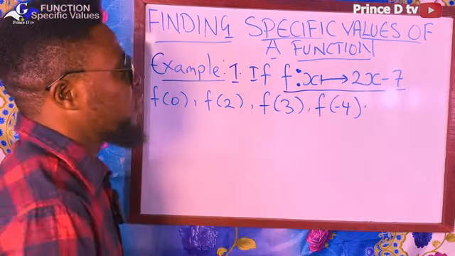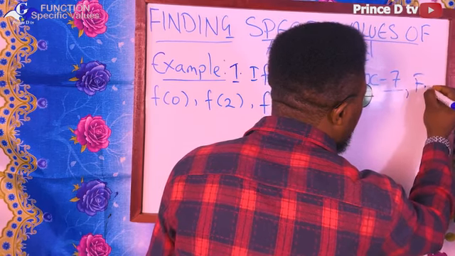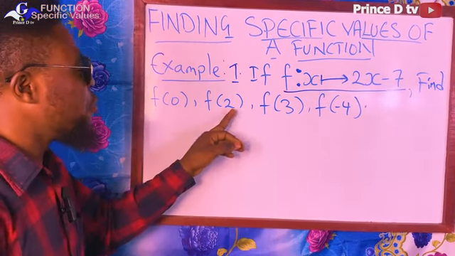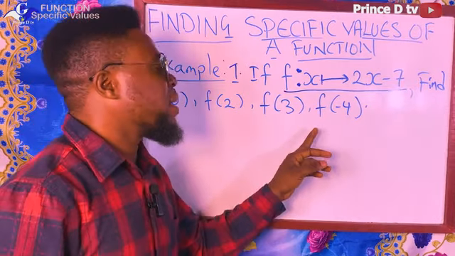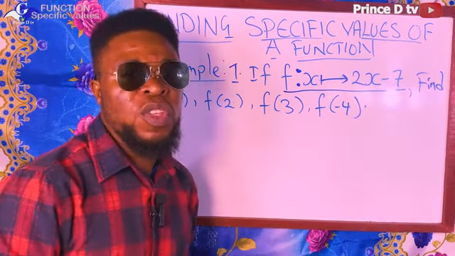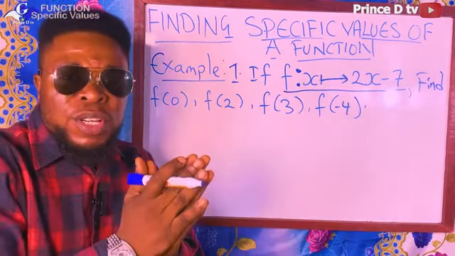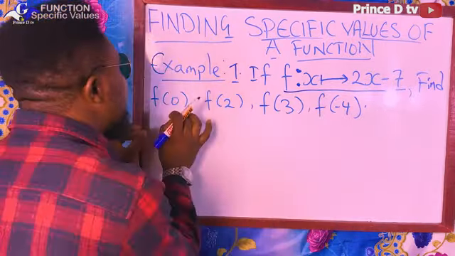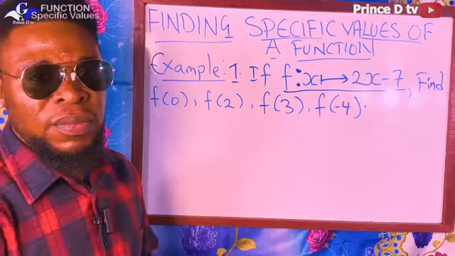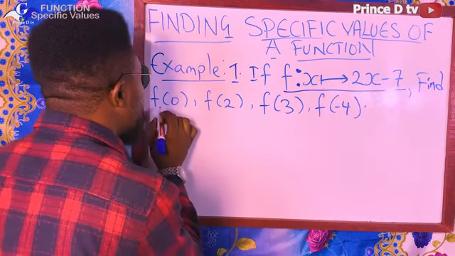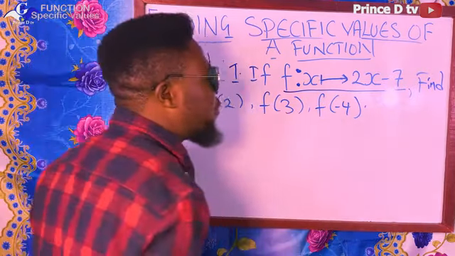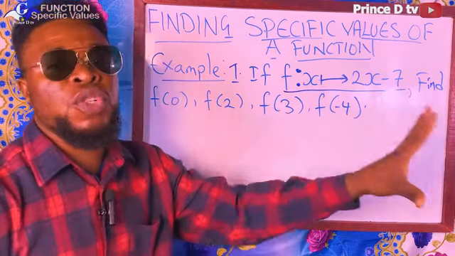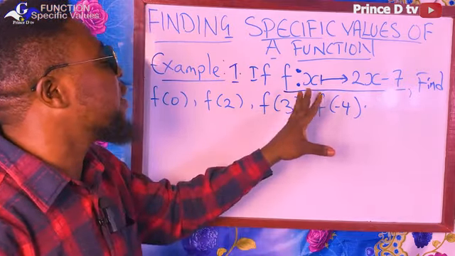Now, question. Find f of 0, f of 2, f of 3, and of course f of -4. So this is what we are looking at today, finding specific values of a function. This is a function and these are the specific values. Okay, so we have f of 0, f of 2, right up to f of -4. f signifies that this is the function we are using. We cannot take another function, we only take the function that is representing this.